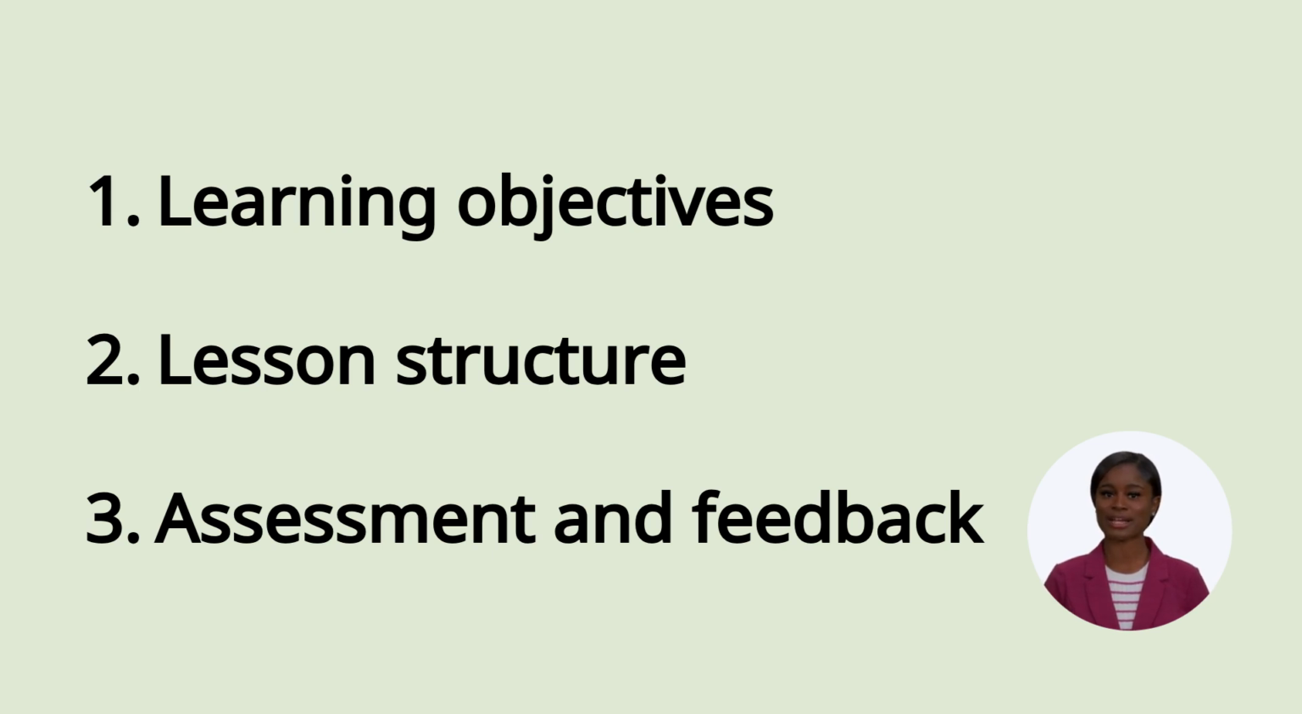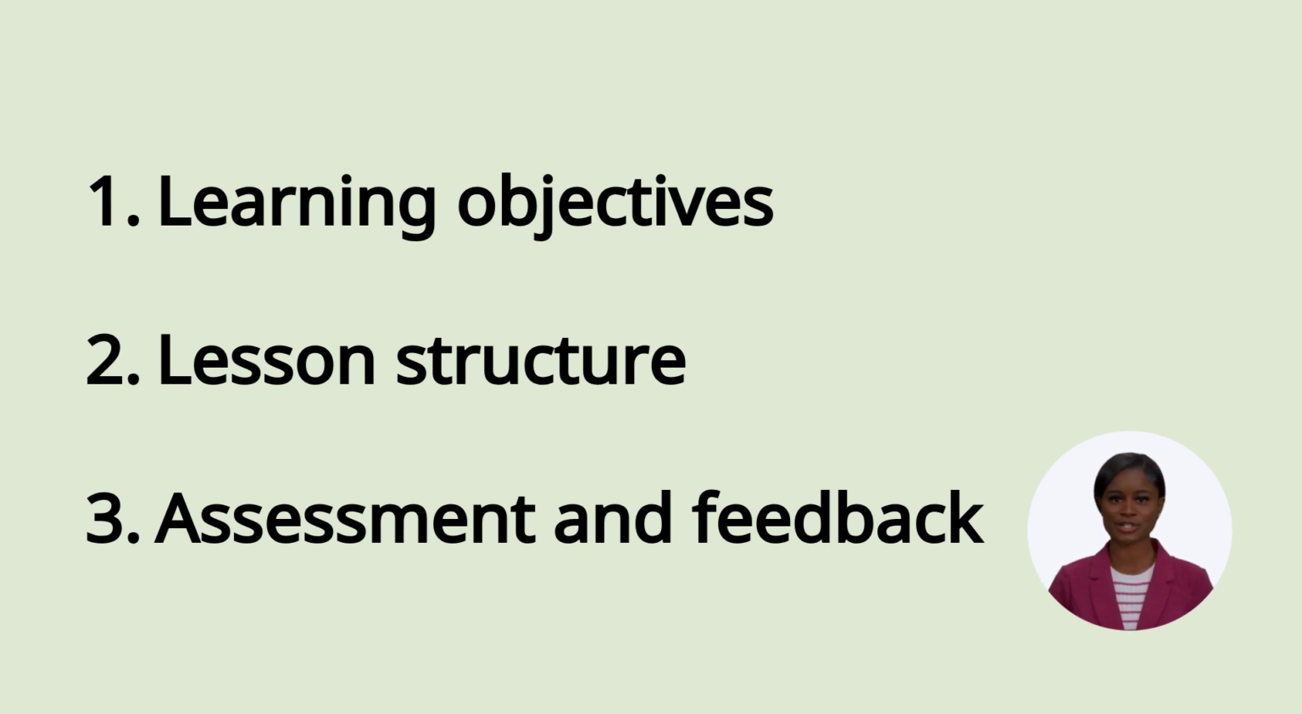First, learning objectives. These are the specific skills or knowledge your students should have by the end of the lesson. Objectives should be clear, measurable, and focused on student outcomes. For example, instead of saying, "Students will understand safety protocols," you could say, "Students will demonstrate the ability to follow safety protocols while using a circular saw." This makes the goal specific and measurable.